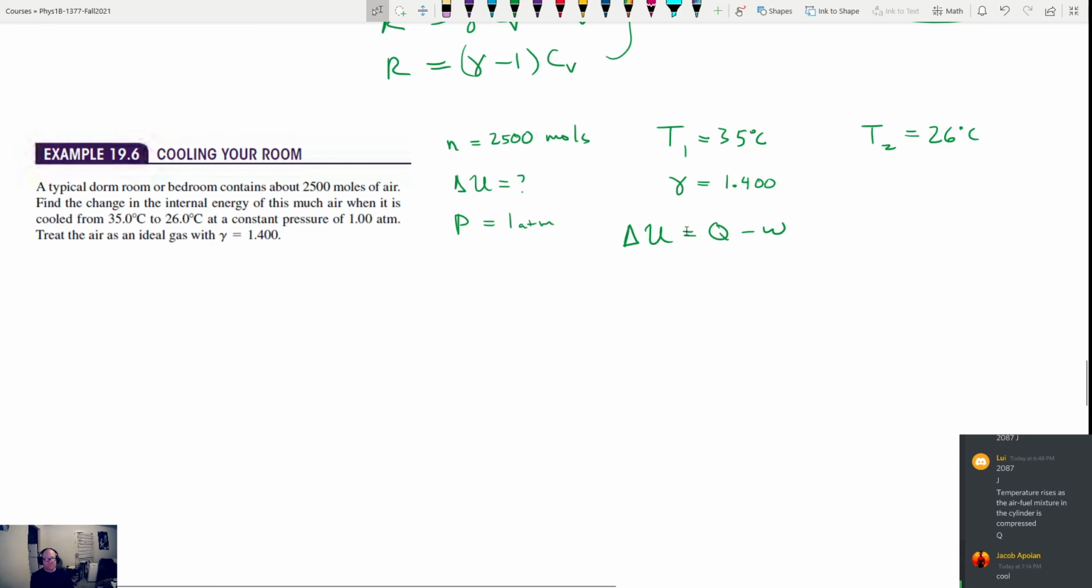Let me change the color here so that's distinct from the green we're using for the symbols. The volume's not changing, right? So that means the work should be 0, and the change in internal energy should completely be given by Q, which should be equal to the number of moles multiplied by the specific heat at constant volume multiplied by the change in temperature.